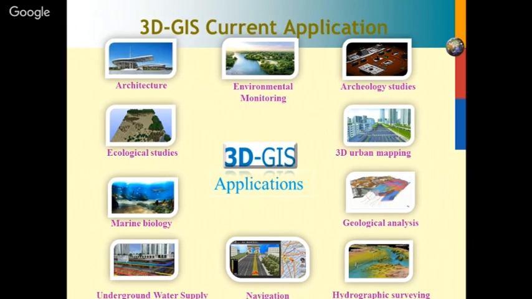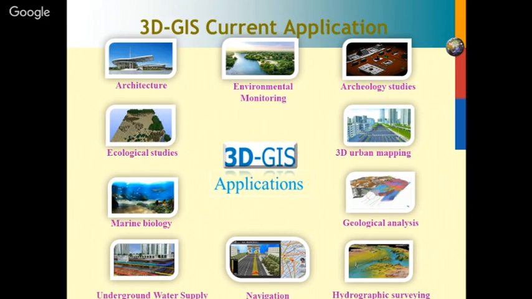Navigation is another area which gives you location-based services, and it's widely available through Google Maps services. That's one of the applications which we see. There are also uses in underground water supply, again an extension of civic body services.